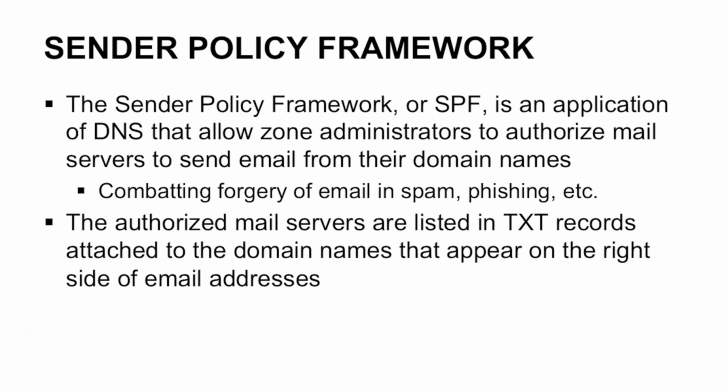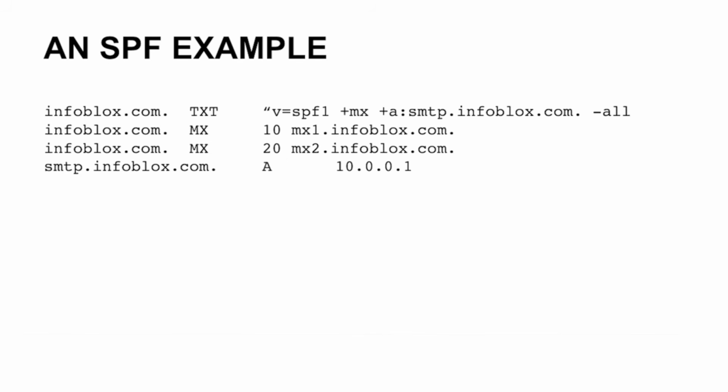Sender Policy Framework allows the administrator of a zone to list the domain names or IP addresses of mail servers that are authorized to send mail from the domain names in the zone. This data is added to text records attached to the domain names that appear on the right side of email addresses. The syntax is fairly simple. Here's an example. The top text record is the one that's consumed by SPF. You can see that the RDATA begins with v=spf1, which distinguishes a text record meant for consumption by SPF-smart mail servers from other text records that you might use.